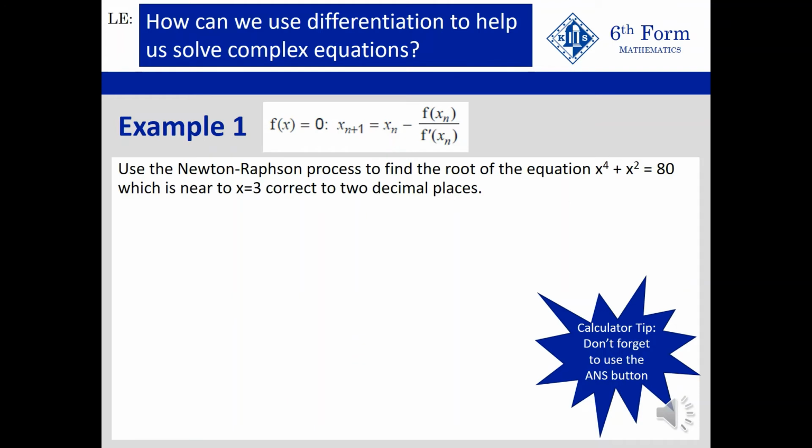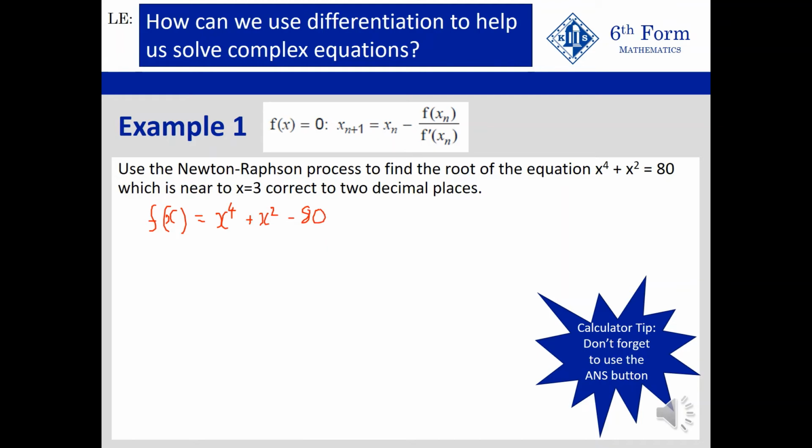So if we run through a quick example of how we're actually going to use this. We've got our formula given that we can look up, we've been asked to use the Newton-Raphson process to find the root of a quartic equation. We've been told it's near to x equals 3, so that's our starting value, and we want the answer correct to 2 decimal places. So the first thing we need to consider is setting it up in this f of x notation. And we need it to equal 0, so we're going to have to slightly rearrange the starting equation. So x to the power 4 plus x squared, and we're going to have to minus 80 to make sure it's set up as equaling 0.